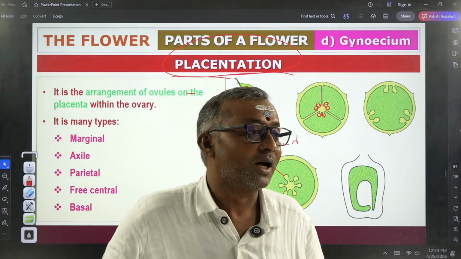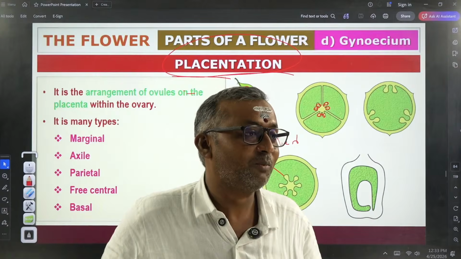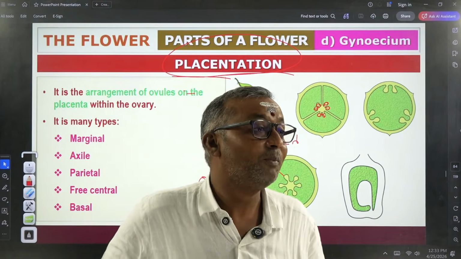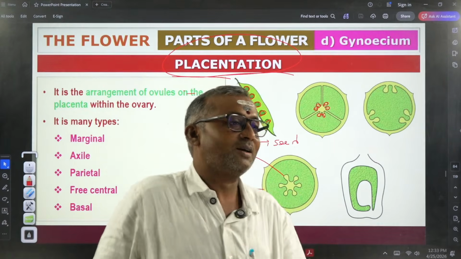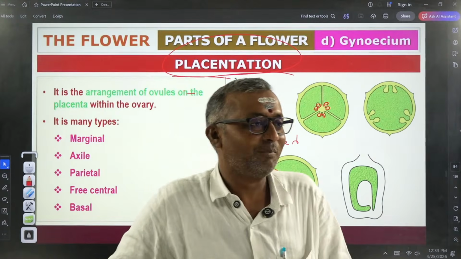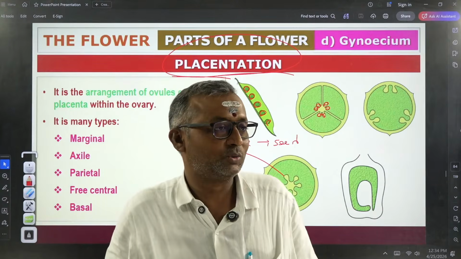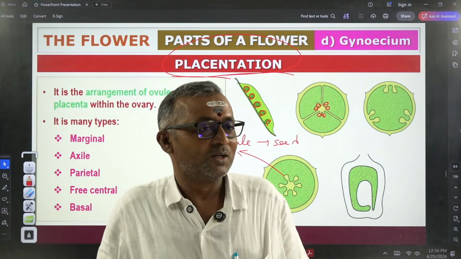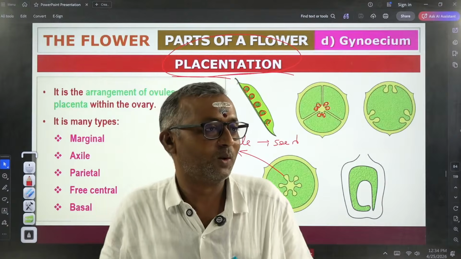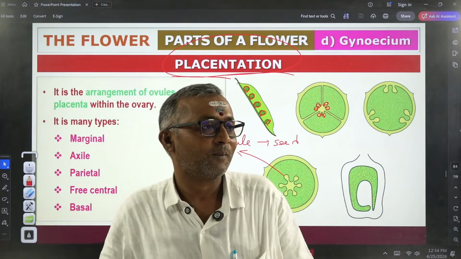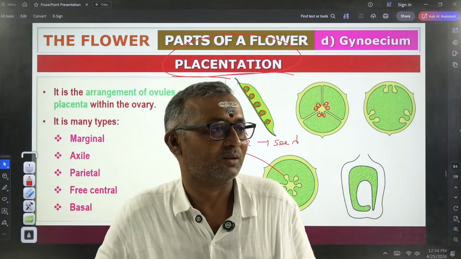Can you tell the botanical name of Solanum? Solanum melongena is brinjal. Solanum tuberosum, potato. Solanum lycopersicum, tomato. Understood?